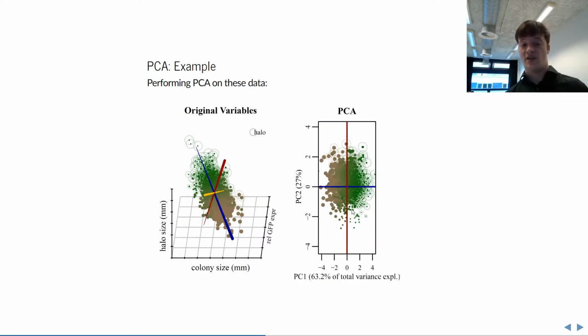Here we have a fake 3D perspective. What have I done here? I've plotted on the y-axis the halo size, on the z-axis the colony size, and on the x-axis the relative GFP expression. So now we have 3 dimensions. The coloring scheme is still the same, so the brown ones have lower GFP expression, the green ones have higher GFP expression. The halo is represented by a circle around the observation. So the plot becomes really crowded and a bit subjective to interpret. Is this one really high in halo size, or is it just far in the back?